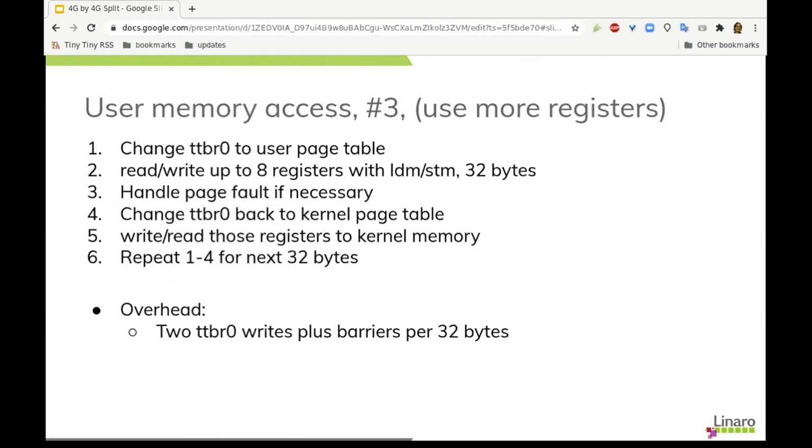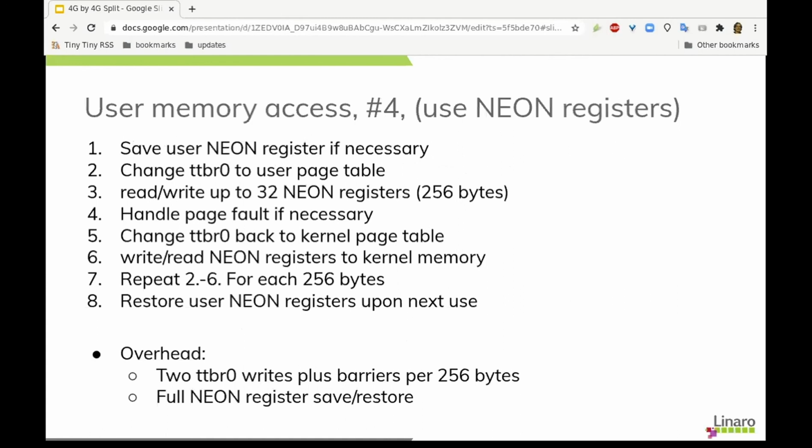So the next trick would be to do exactly the same, but do it for multiple registers. If the memory is aligned, we can just do load multiple, store multiple, and do 32 bytes at a time, which is something. Approach number 4 would be to use all the registers we have available, including the NEON registers. The NEON registers give us 256 bytes, so we could do a copy of a whole page by flipping back and forth 16 times, which is still expensive, but it might just be good enough for large copies.